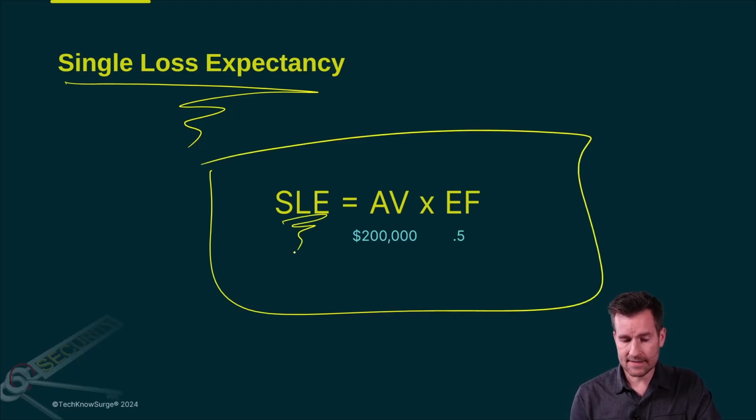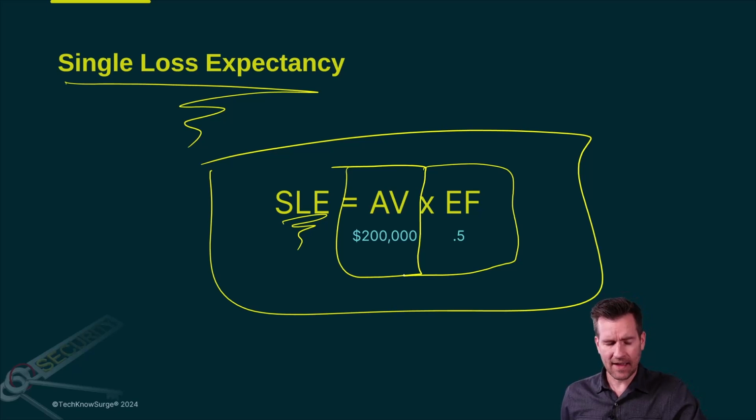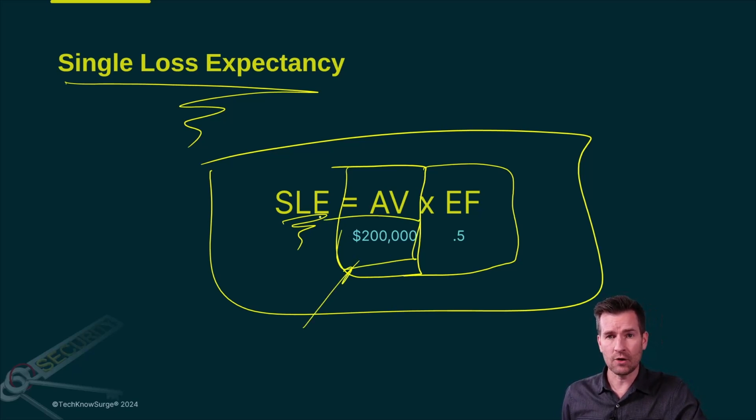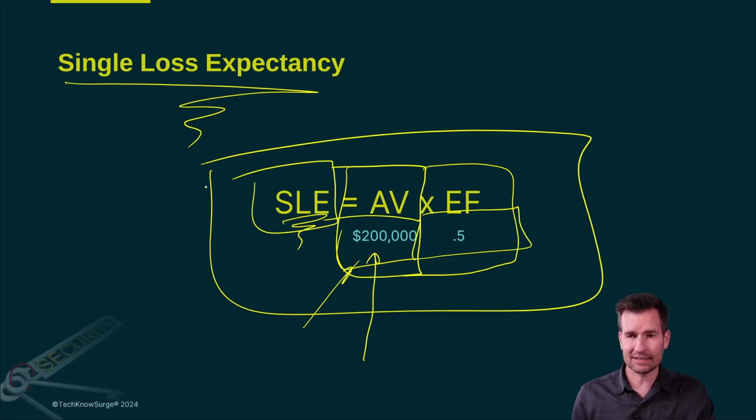Single loss expectancy is just an equation. To calculate single loss expectancy, we would take the asset value and multiply it by the exposure factor. The asset value in this example is 200,000, the value of the asset itself. Now, if it were to get stolen, that would be 100%, or 1, but the exposure factor in this case is 50%. So we're estimating that we're going to lose half the value of that asset. Well, that's the single loss expectancy.